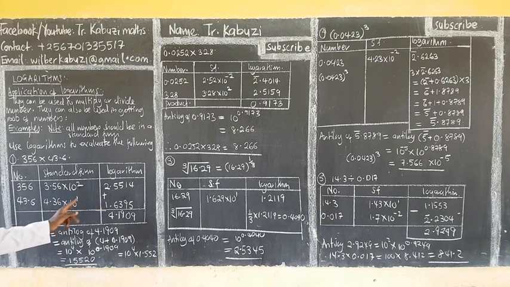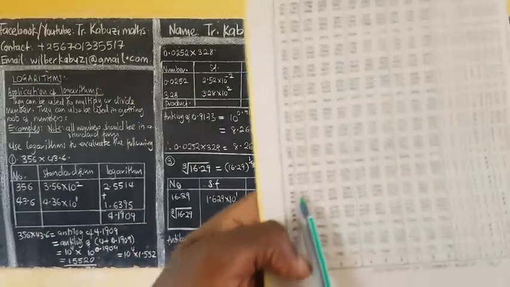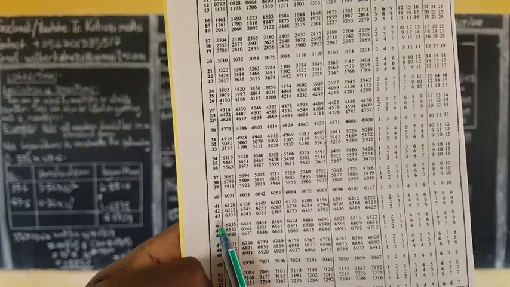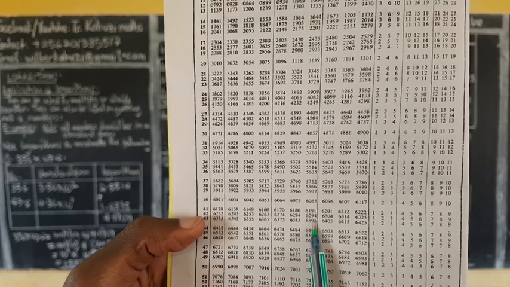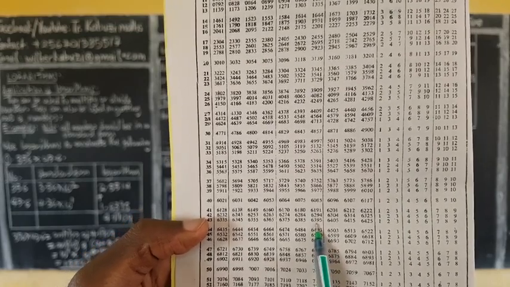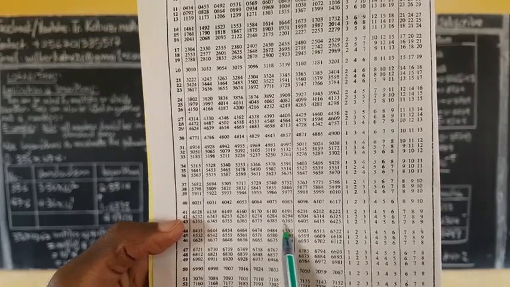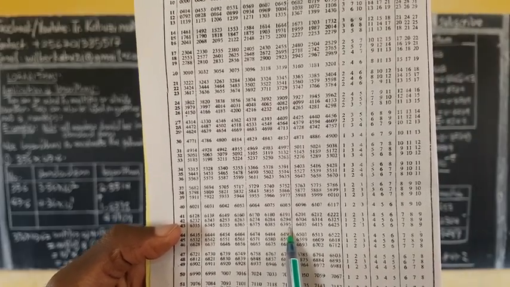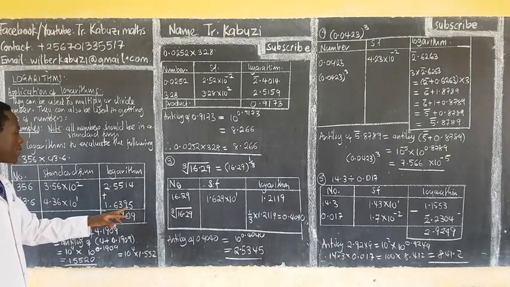4.36. So first of all, this power comes here, then plus what we read from the table. It's 4.36. So 4.3, I think we see 4.3, it's going to be here. Now under 6, you see the value there, 6395. So this is now 0.6395. Then you add this one, and that's why you get this.